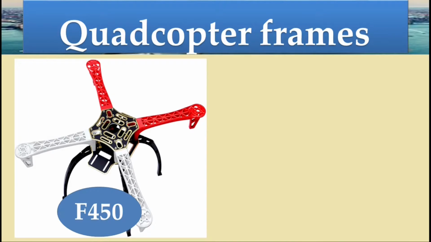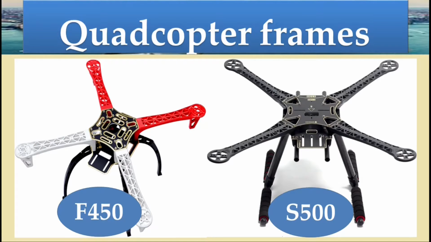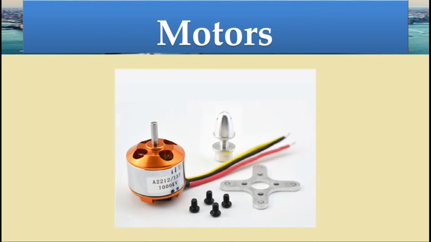Next is F450 and S500. F450 is smaller than S500, which you can see in these pictures. Also their price depends on the quality of the material which is used to make these frames. Next is motors. Which types of motor we use in drones? There are different types of motors available in the market, which you can see on your screen.